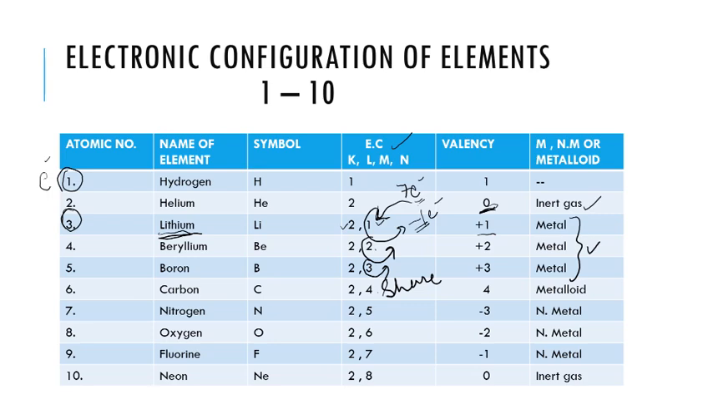Coming to nitrogen, it has 5 electrons in its outermost shell. Either it has to gain 3 electrons to make 8, or it has to lose 5 electrons. Losing 5 electrons involves a larger number of electrons, so it will gain 3 electrons. Each electron comes with one negative charge, therefore the valency would be minus 3. Next, the valency for oxygen will be minus 2, fluorine minus 1, and neon it's 0. Right?